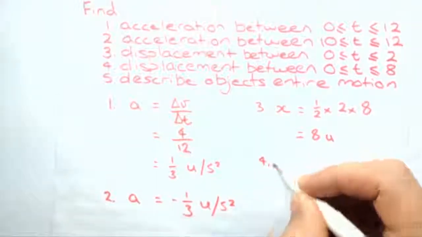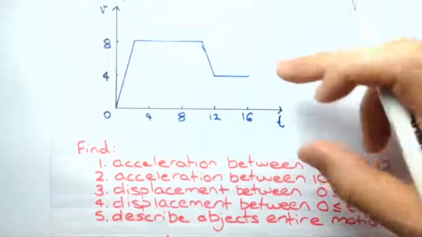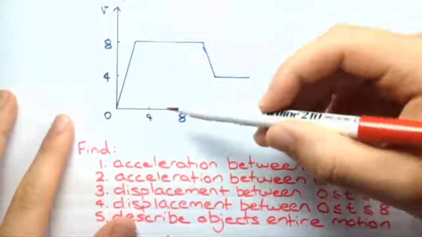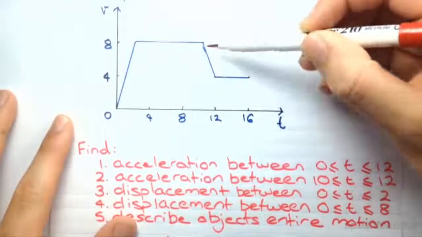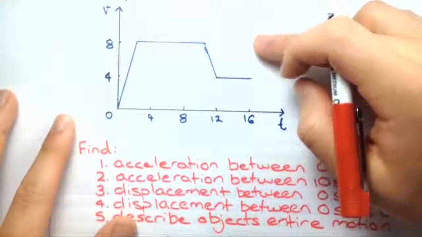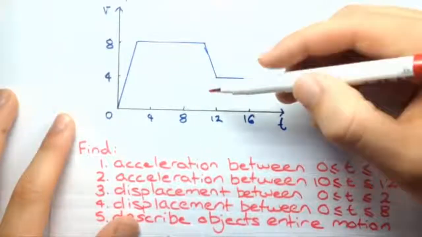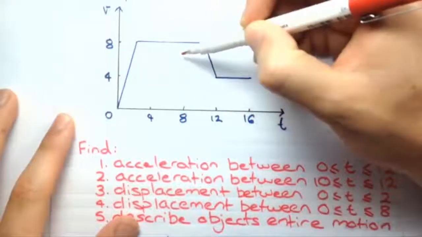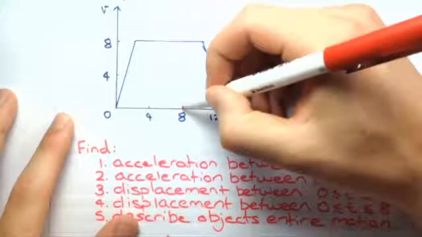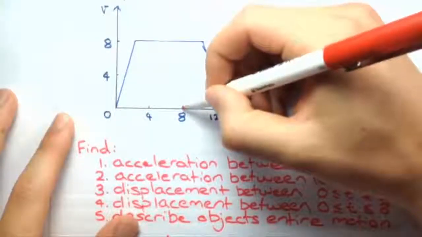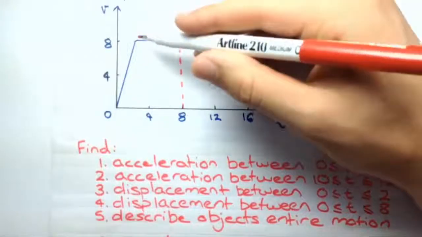Now for the next question, we need to find the displacement between 0 and 8. Now it's always moving forward. The velocity is always positive. So while it looks like it's moving back towards the origin here, it's actually not. It's still moving away from its point of rest because the velocity is still positive. So if we look at how far it goes in 8 seconds, we end up with I guess a trapezium. Yeah, we've got to find the area under that graph.